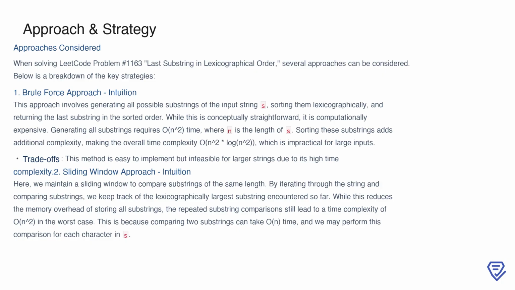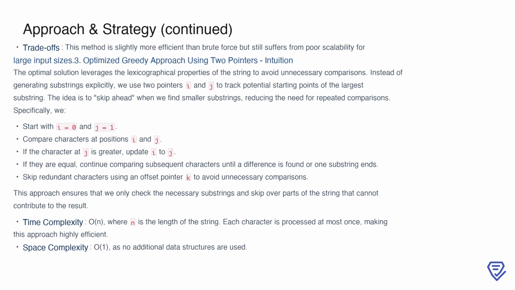Another approach to consider is the sliding window technique. Instead of generating and storing all substrings, this method involves comparing substrings of the same length as we iterate through the string. By keeping track of the largest substring encountered so far, we reduce memory usage. However, the substring comparisons themselves remain costly. Each comparison can take n time, and since we might compare for every character in the string, the overall time complexity is n squared in the worst case. While an improvement in memory usage, it still struggles to scale for large inputs. The sliding window approach, while better than brute force, is still limited in its efficiency.